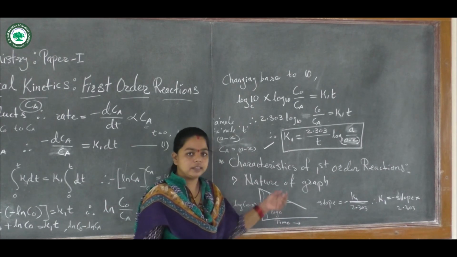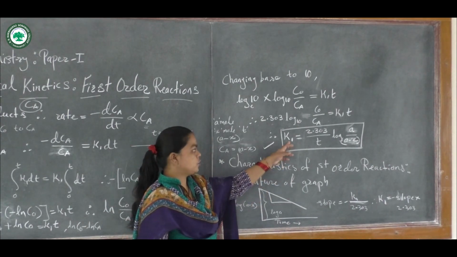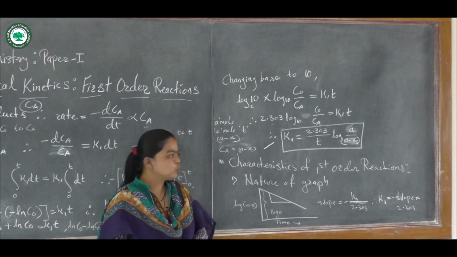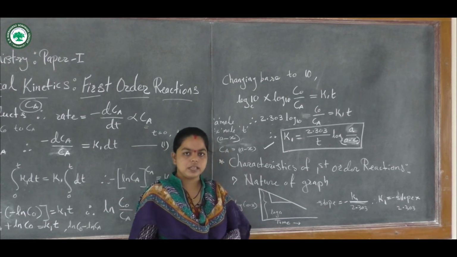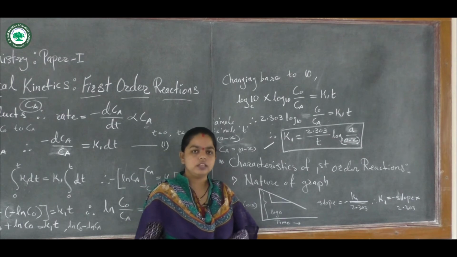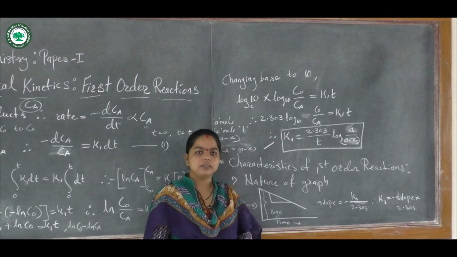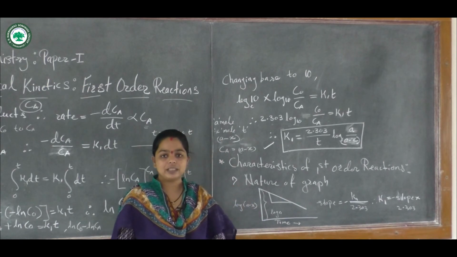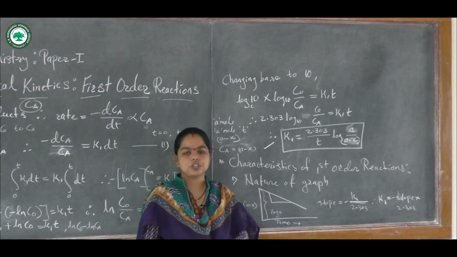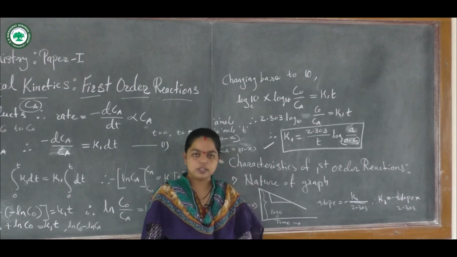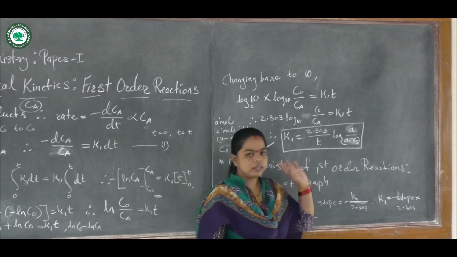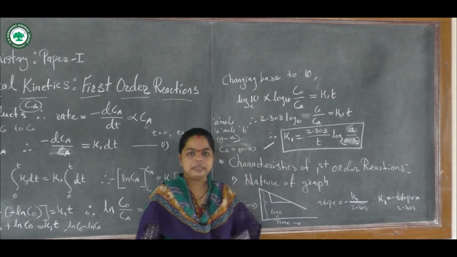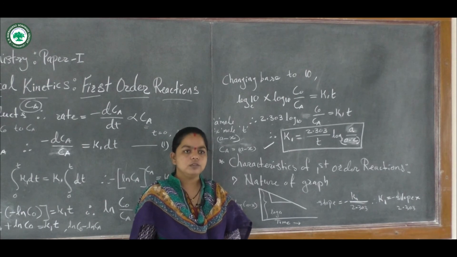So we are getting the final equation for the first order reaction: k1 equals 2.303 divided by t into log of a upon a minus x. This is the final equation for the first order reaction, and from this we can say that the first order rate constant is directly proportional to the concentration of the reactant, and it is inversely proportional to the time. So this is the derivation and the main equation for the first order reaction.